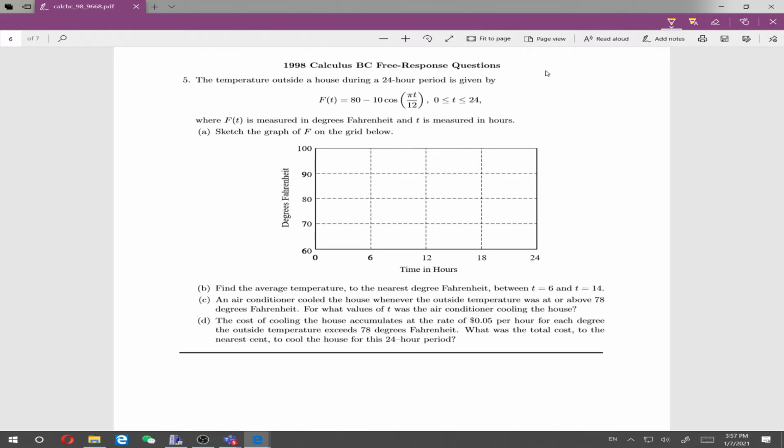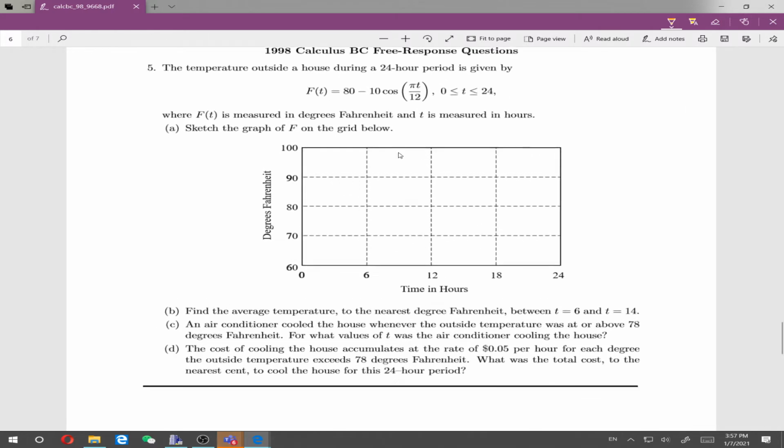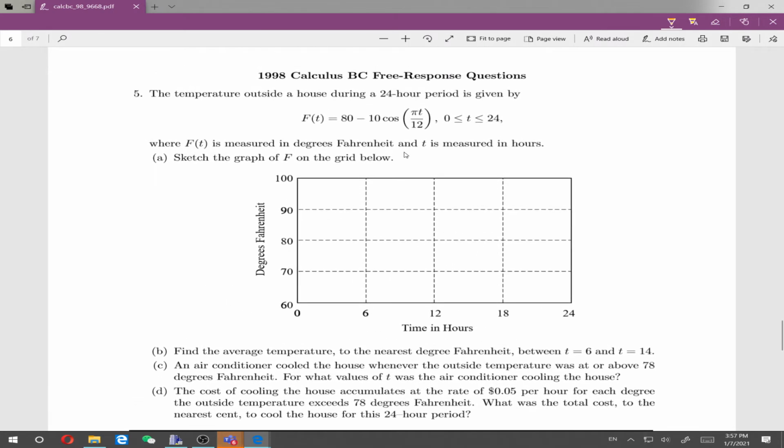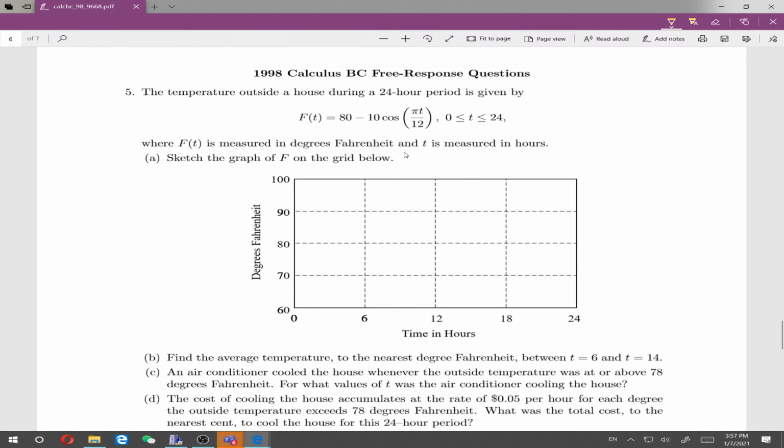Our temperature outside a house during a 24-hour period is given by this function, which is Fahrenheit at different hours. I want to sketch the graph for the Fahrenheit on the grid below. It's maybe a little bit difficult to do by voice. I'm going to graph just a couple points, I think, by voice.